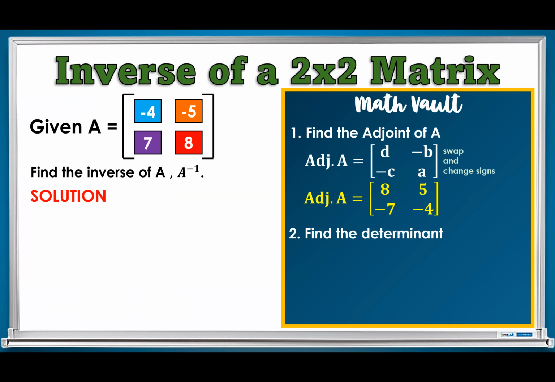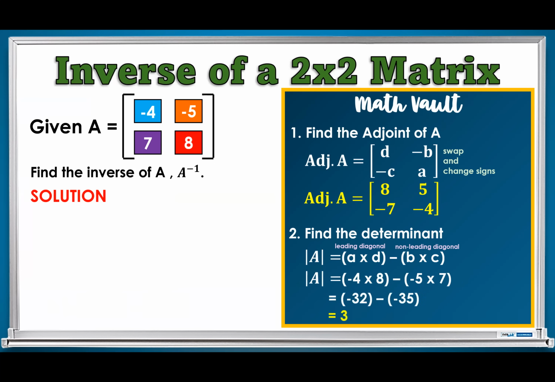What did you get for your answer? So remember, to find the determinant of a 2 by 2 matrix, we are going to take the difference between the leading and the non-leading diagonal. So -4 times 8, take -5 times 7, which gives a determinant of 3.